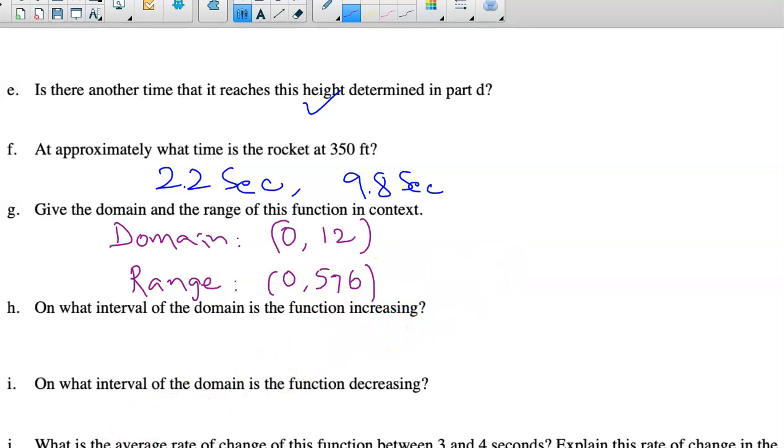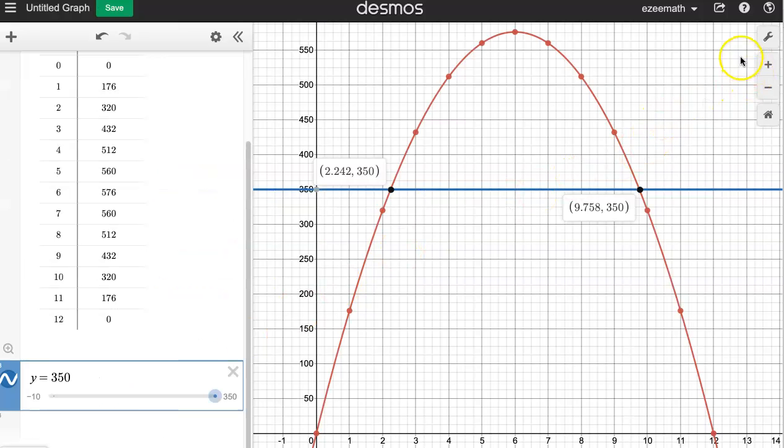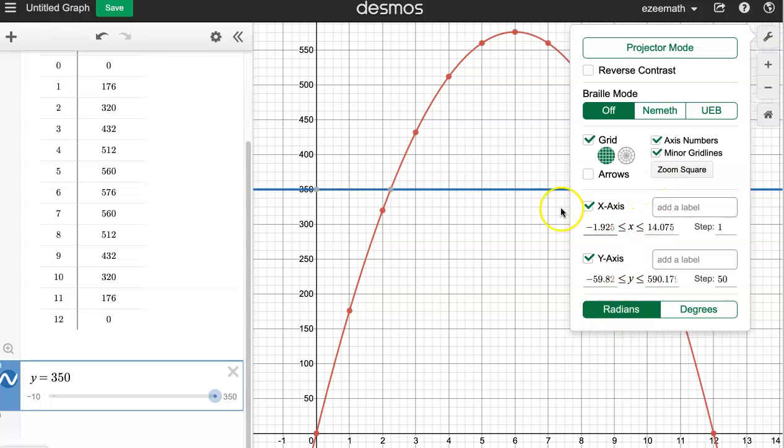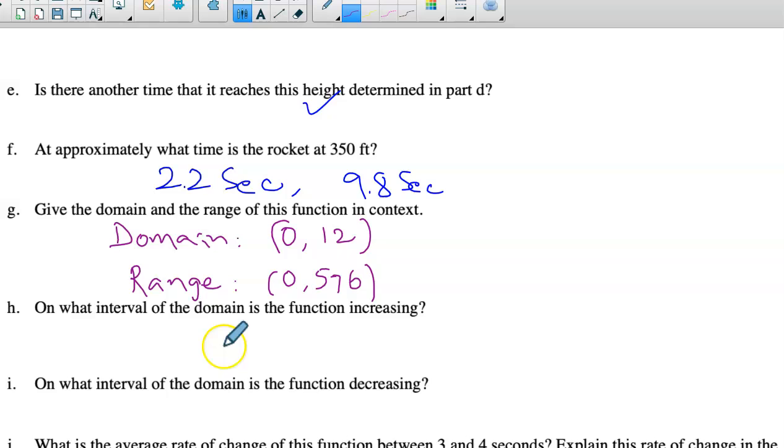Please do not write the domain and range from these settings. This is only for our convenience to have a better graph. We did this. Don't go by these numbers, but go by the numbers from the table, from this chart of this time and the height. Okay, so you got that.